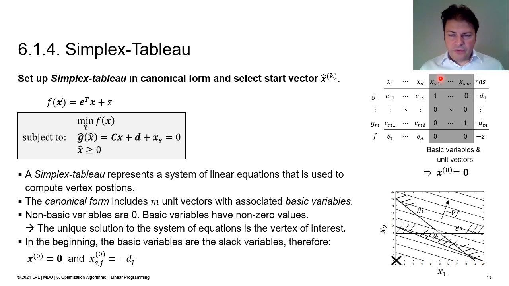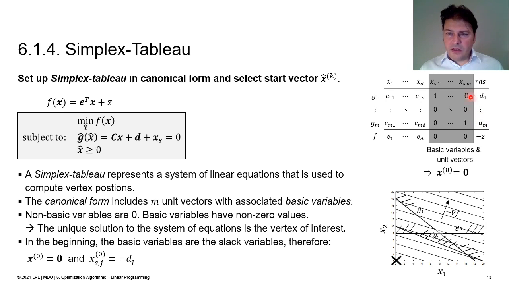But now think of this as a scheme where you have just as many unit vectors as you have inequality constraints, and then you adopt the convention that whenever you have a non-basic variable, it assumes the value 0. Then you can use this part to solve for values of these remaining variables, because you have an m times m matrix here, and you have the right-hand side vector, which will change during the course of the execution of this algorithm.